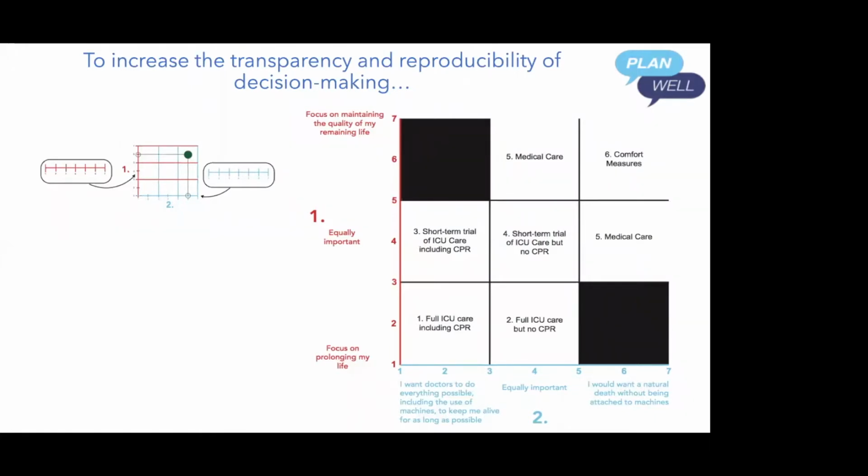Sometimes we get a reaction from people when they say, oh, I want you to keep me comfortable, I want a natural death. And then we say, that points towards the cell where it's comfort measures only. And then we go through a process of explaining to them what comfort measures means and how that relates to medical care and informed intensive care.